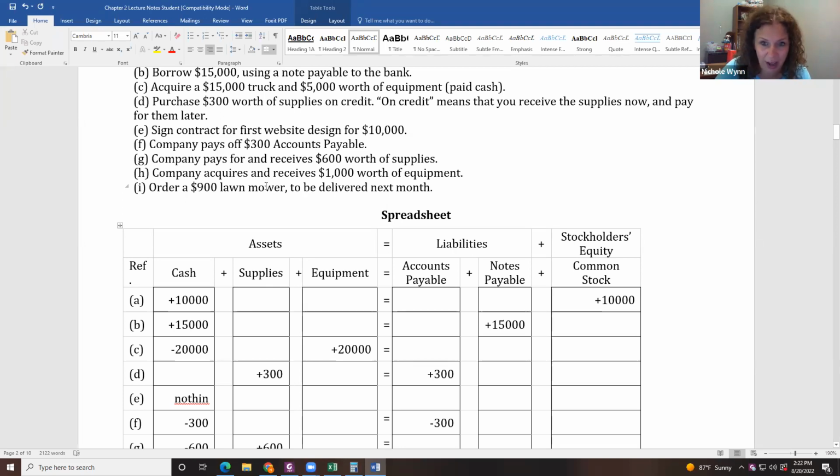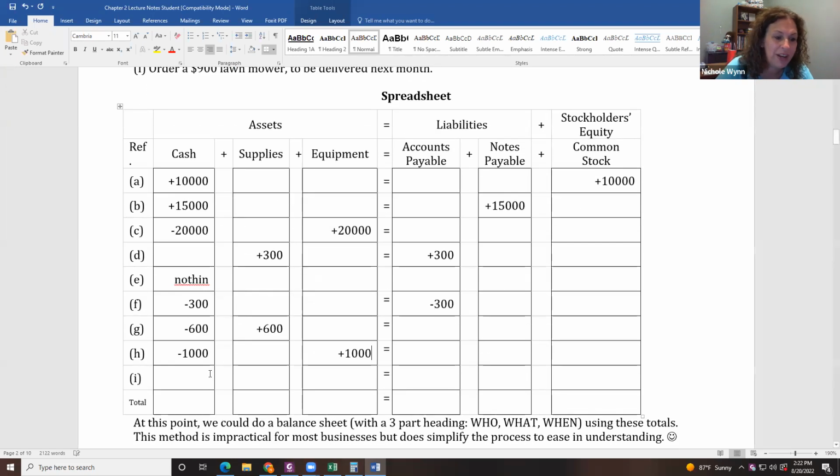So we don't have an asset yet. We can't put it in equipment until we receive it. And we didn't pay for it. So if it said we paid for the lawnmower, then we have to do something. But right now it just says orders. This is a promise for a future transaction. That one is nothing. Okay.